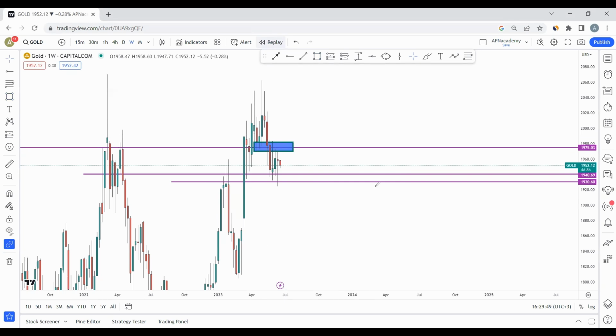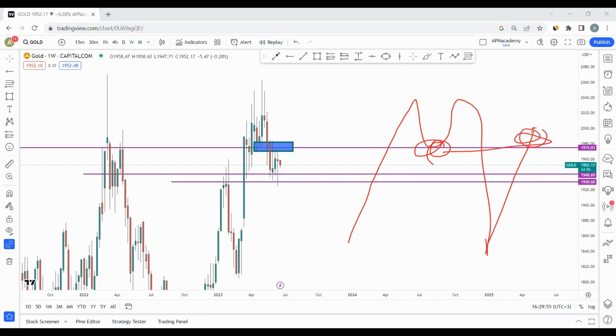What are the rules of an M? Once an M is created, we expect price to come to the neckline, test the neckline, and then give us a push down, either to create double bottoms, higher low, or even a lower low, which currently the market is trying to identify to us.